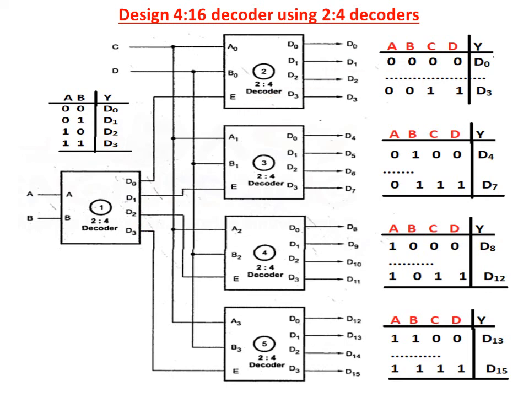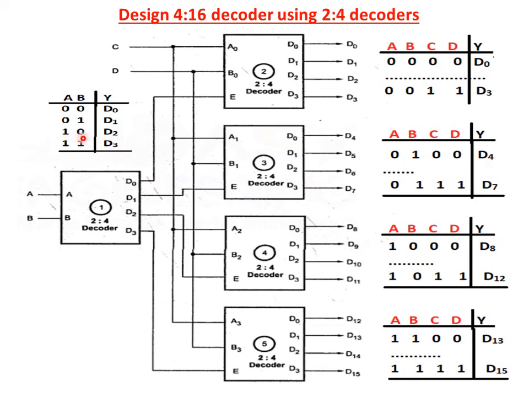In this condition we will get the outputs D0 to D3, where our input values AB are 00. Next, AB is 01, D1 output is selected. So this will enable decoder 3. So we will obtain the outputs D4 to D7. In this condition, our AB value is 01.